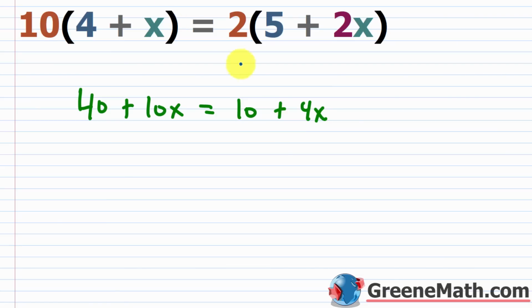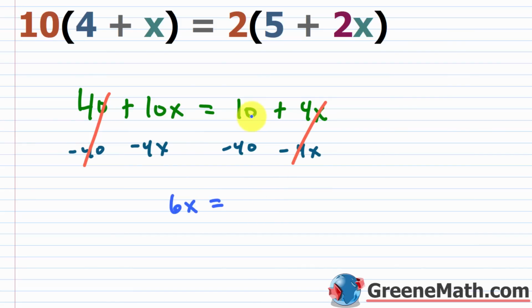Again, very easy at this point. We would subtract 4x away from each side of the equation. I'm also going to subtract 40 away from each side of the equation. Let's go ahead and cancel this guy. Let's go ahead and cancel this guy. And what am I left with? On the left, 10x minus 4x is 6x. This equals, on the right, 10 minus 40, which is negative 30.